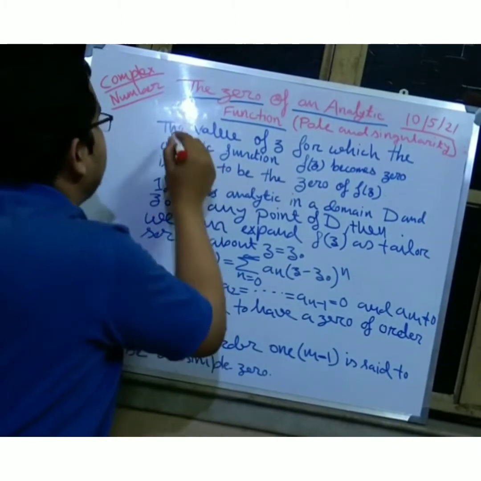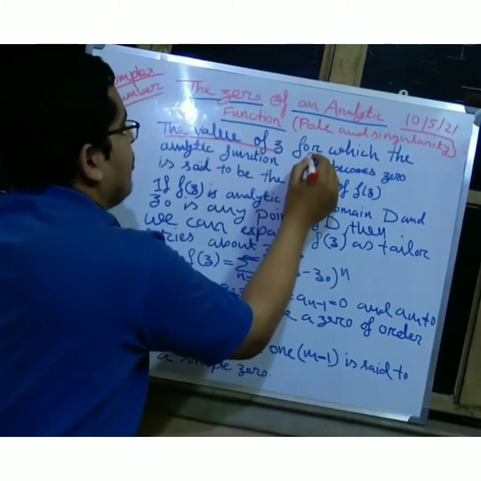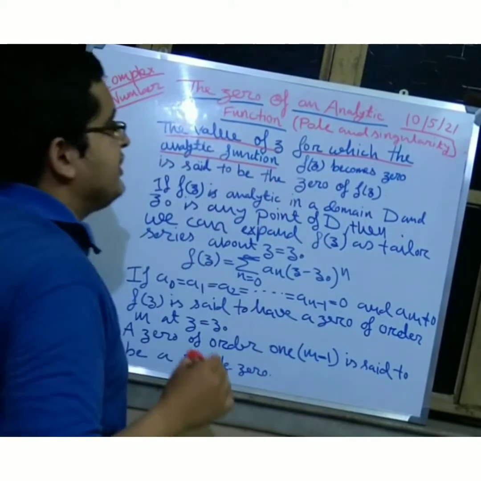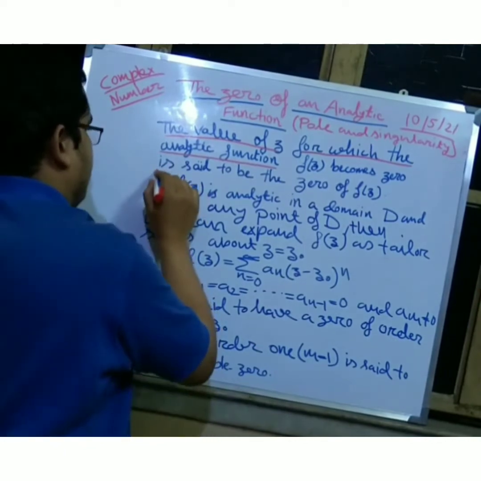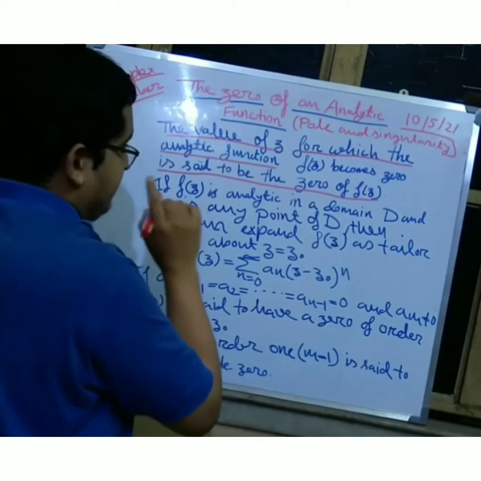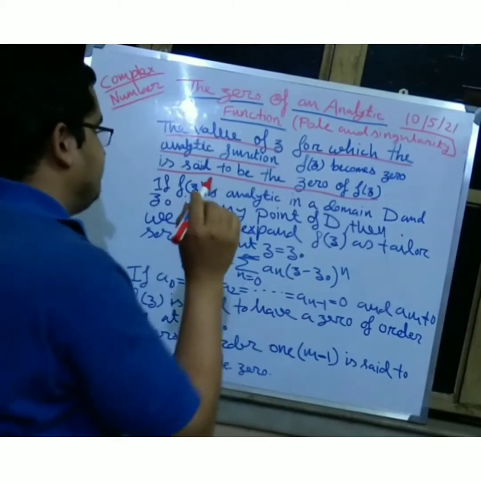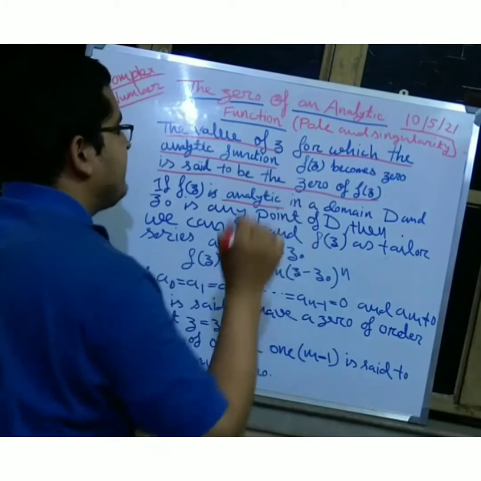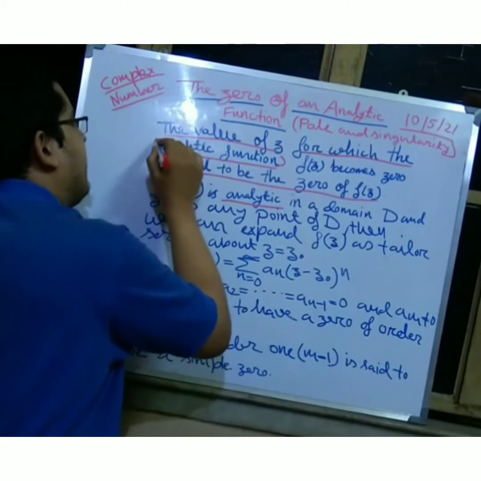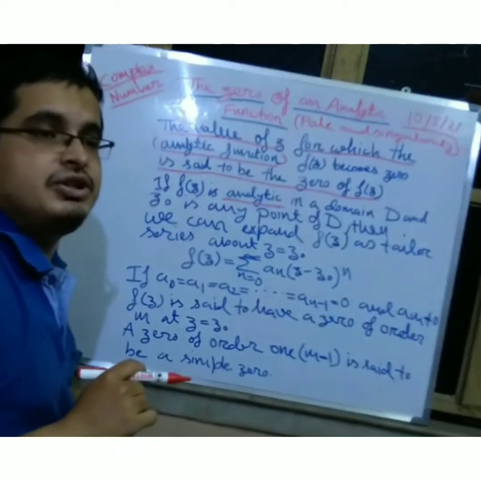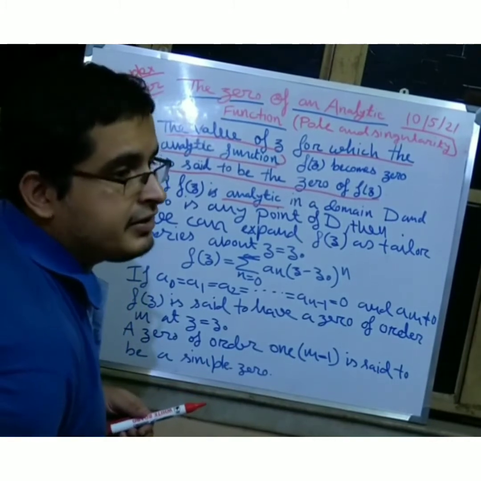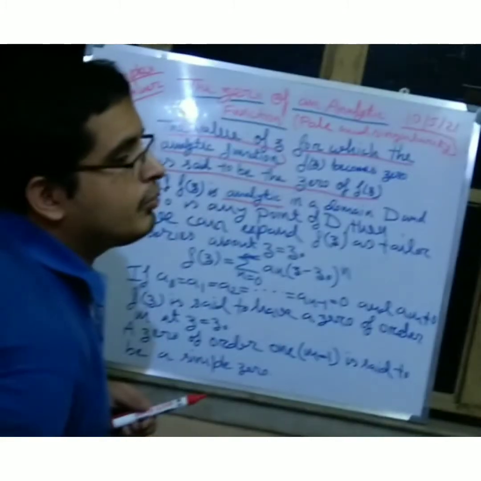The value of z for which the analytic function f(z) becomes 0 is said to be a zero of f(z), if f(z) is analytic. You must remember, friends, that analytic functions are very important because we can get zeros from analytic functions. Analytic means holomorphic; an analytic function is also called a holomorphic function.